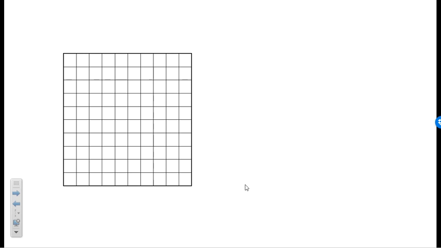So what we're going to do is we're going to convert 3/5 into a decimal. So what I'm going to do is I'm going to cut the whole into fifths. So I'm going to take the whole thing and cut it into 5 equal pieces. So as you can see, there's 1, 2, 3, 4, 5. And then I'm going to shade in 3 of them.